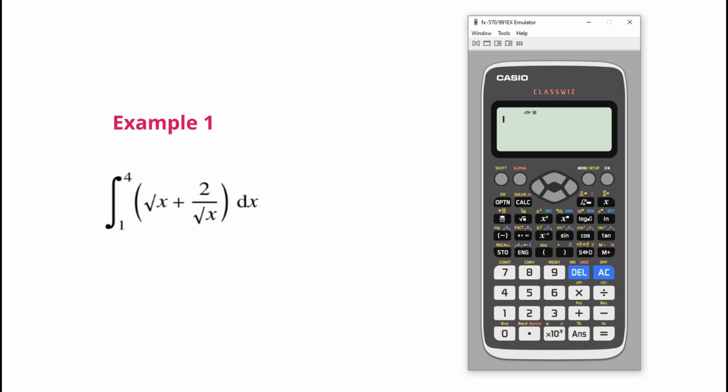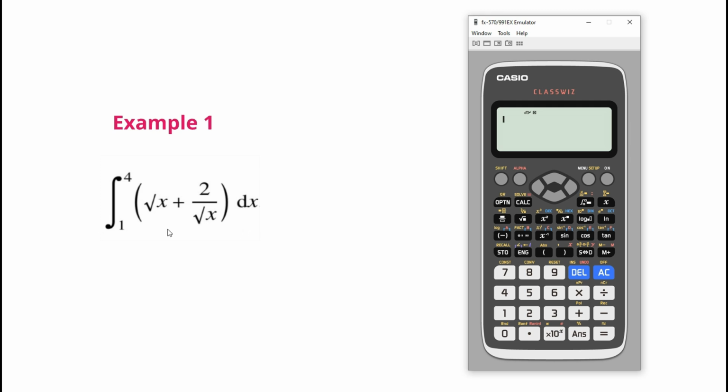Hi, so in this video, I'm going to show you how easily you can perform numerical integration on your calculator. In order for you to understand all the things completely, please watch the video till the end. So let's start with the first example.